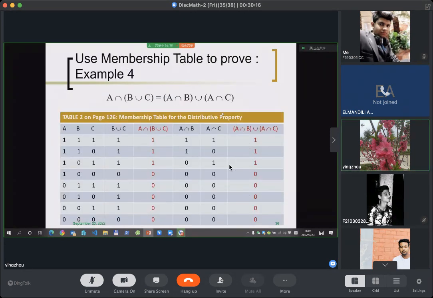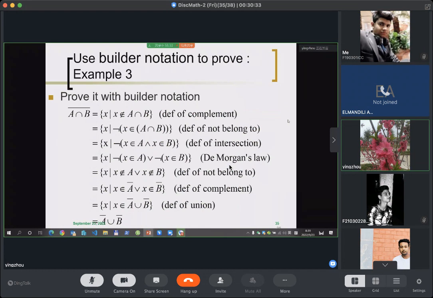There's a membership table from this distribution law. And to show you distribution law, similarly, because it's a membership table, it can be similar to a truth table just because we have changed this. You will find that we just change it to whether X belongs or does not belong.